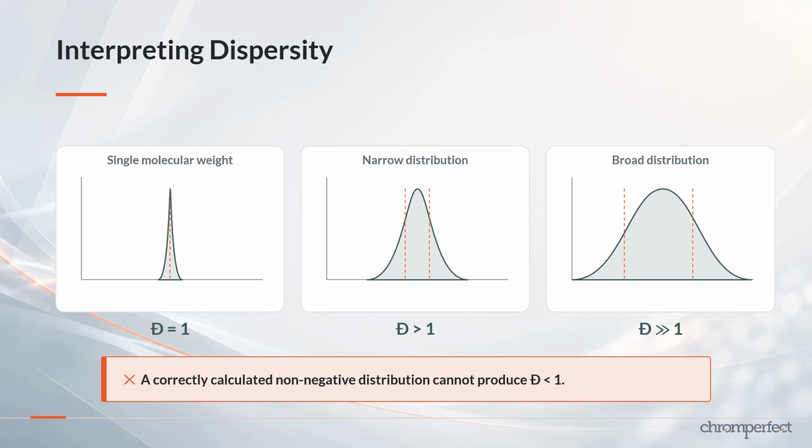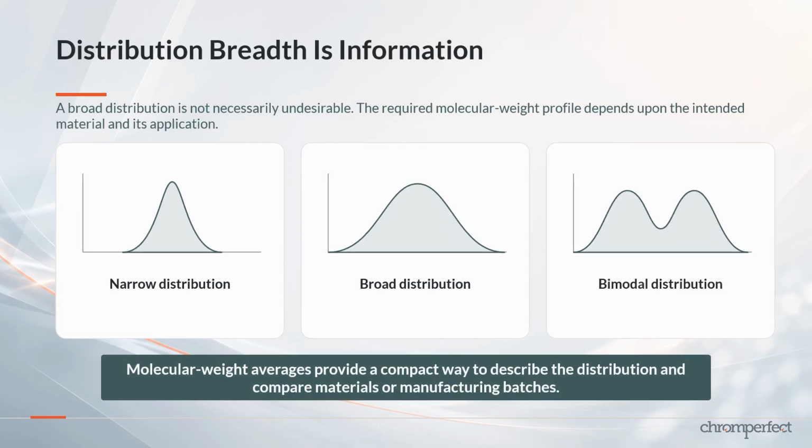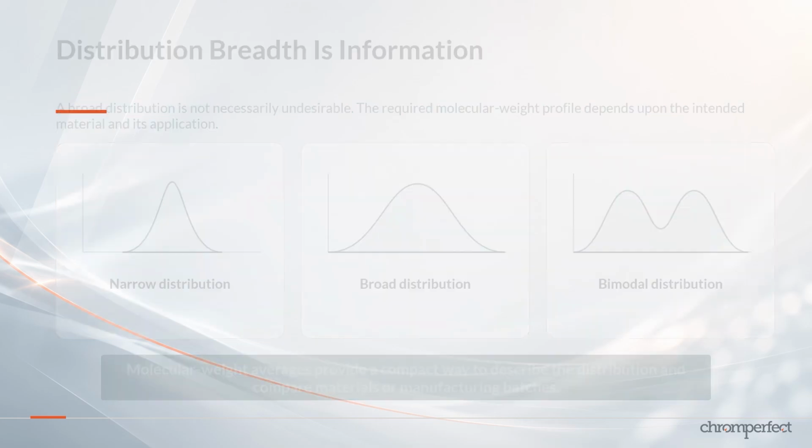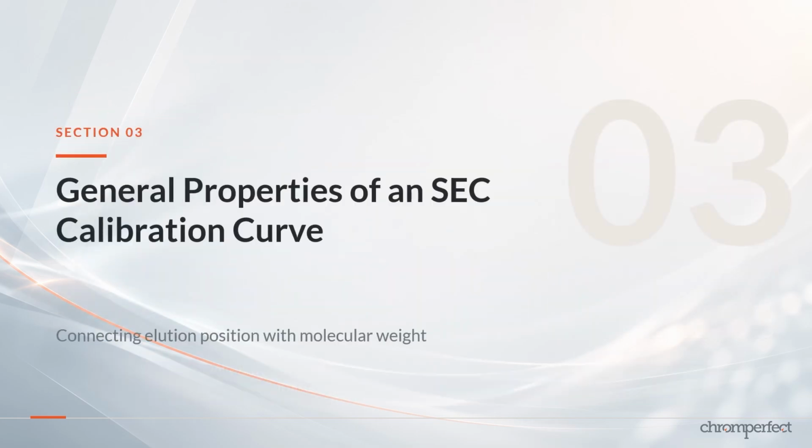the same non-negative distribution. A broad distribution is not necessarily undesirable. The required molecular weight profile depends upon the intended material and its application. However, the relationship among the averages provides a compact way to describe the distribution and to compare materials or manufacturing batches. General properties of an SEC calibration curve.